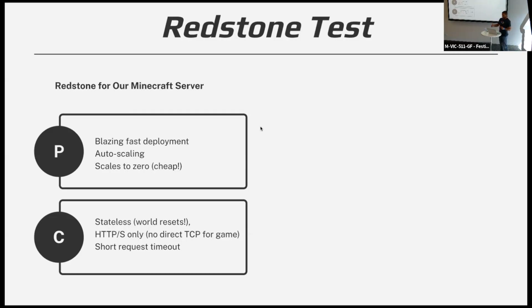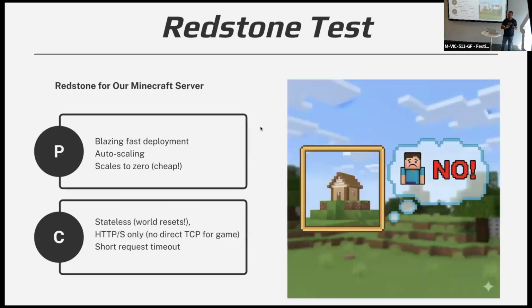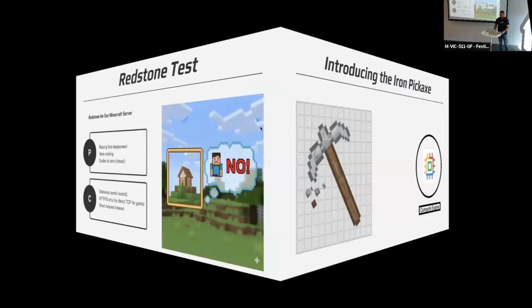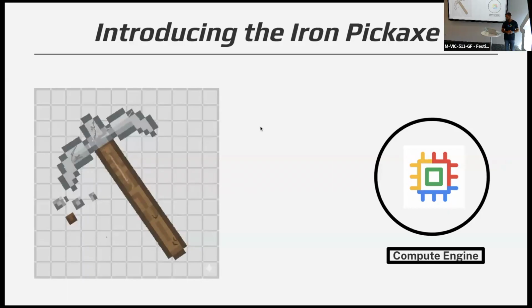So what's our next choice? After looking at the requirements that we had, we said, okay, maybe Cloud Run or the Redstone is not really the right choice. Redstone is good to create some short circuits, but probably not the right choice to build the foundation of our house, or laying down the foundational layer of our house. What's the next block in the collection? So let me introduce the Iron Pickaxe.